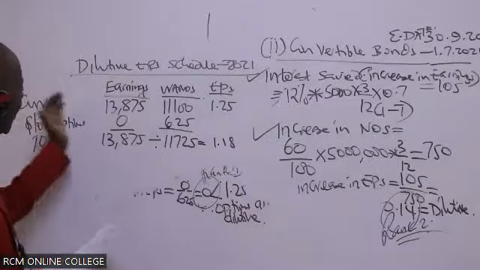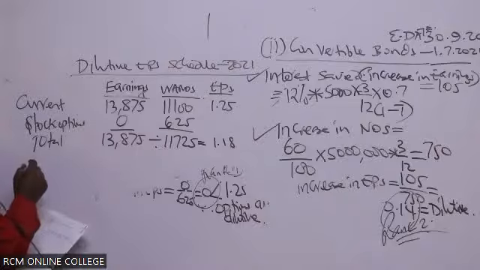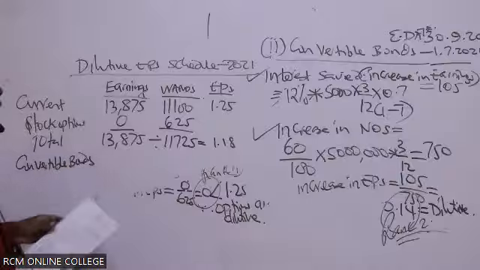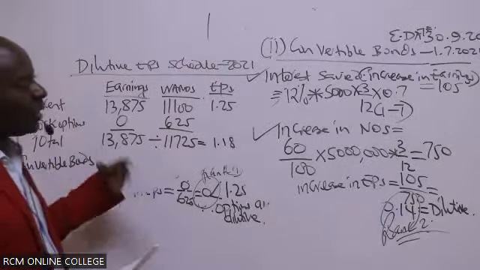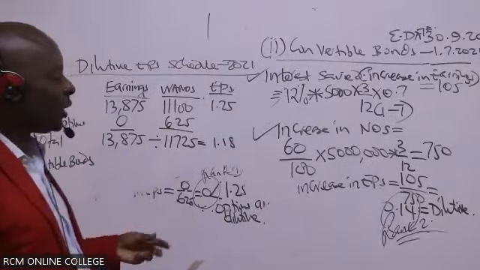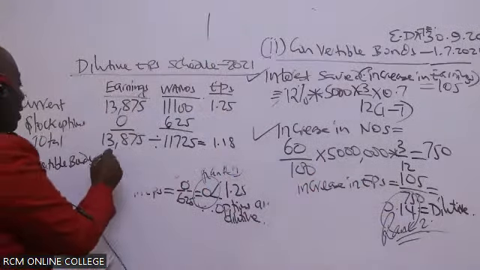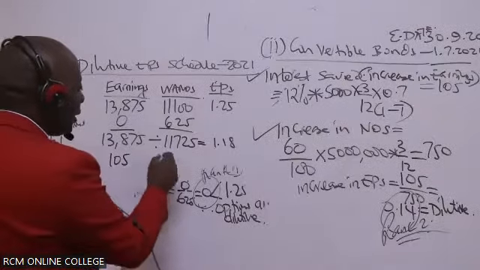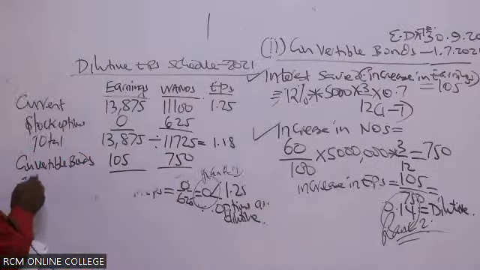We have another dilutive instrument. This other dilutive instrument, ladies and gentlemen, is known as convertible bonds. So these convertible bonds, were they able to generate any earnings to us? The earnings are 105, and then the shares they are giving us are 750. Give us the total.